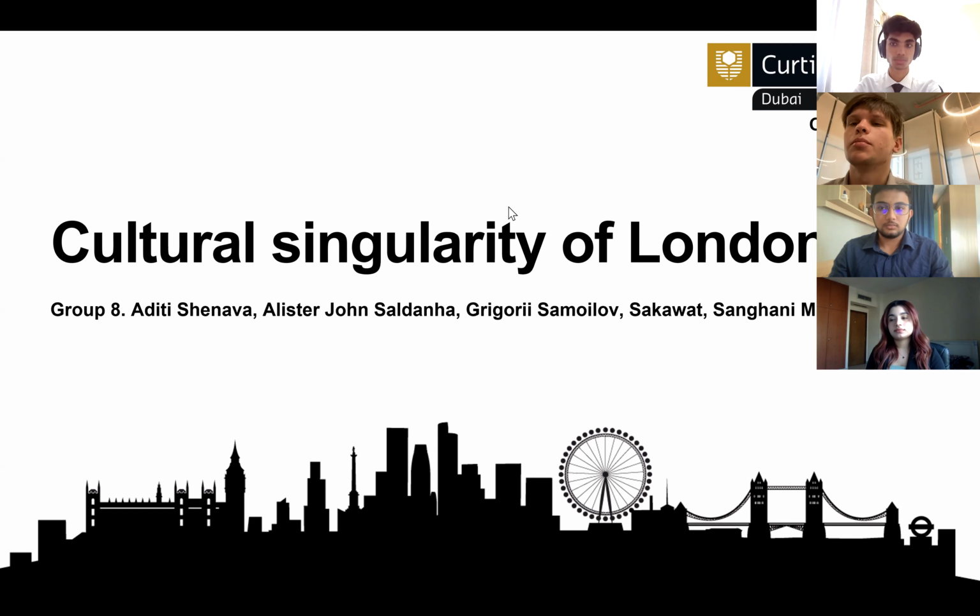My name is Grigory Samoilov, and I'm currently a student of Business Administration. My student ID number is 20796088, and I'm going to talk about the lifestyle in London.